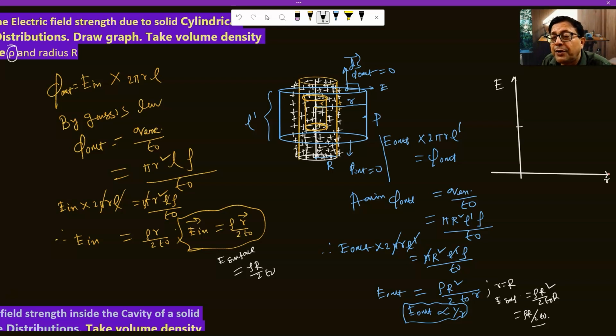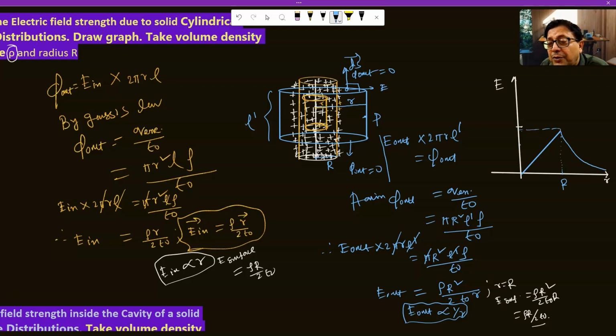Rho R by 2 E0 is the maximum value, up to what distance? R. But before that it is increasing linearly, because here E in magnitude is proportional to r. So it increases linearly till what distance? Till the distance r equal to R. Isn't it? And then its value falls gradually with r. Am I correct?